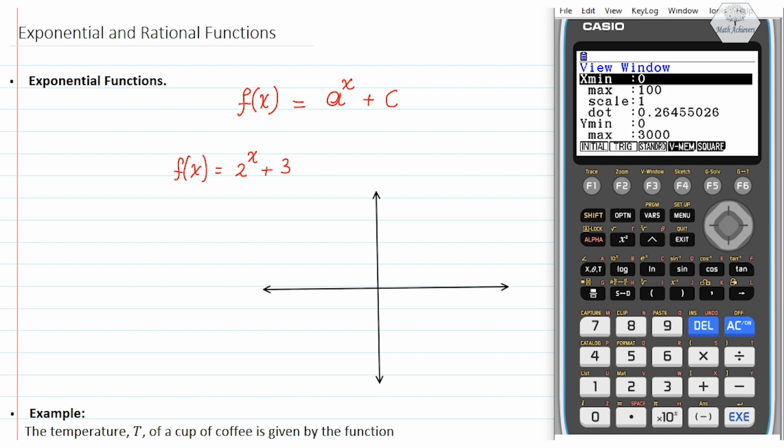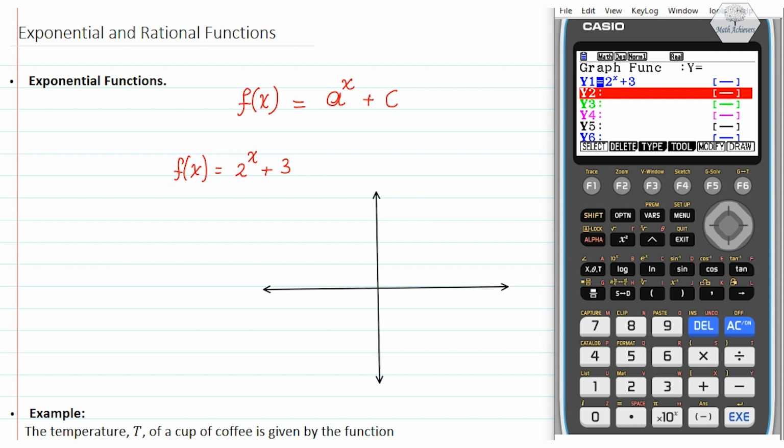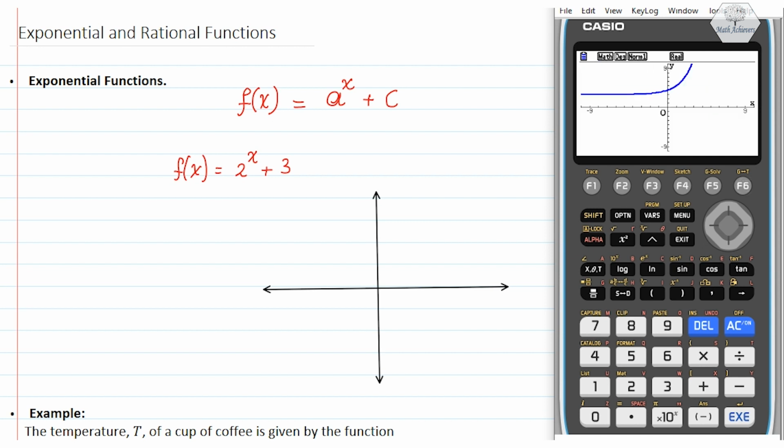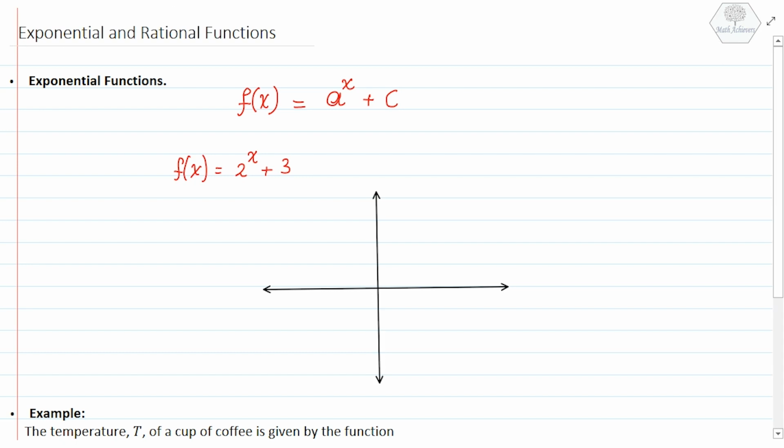Let me fix the V window. I want to have it as standard, from -10 to 10 and from -10 to 10. And then I draw. So the shape of this function is this way. This is 2 to the power of x plus 3. I have a horizontal asymptote here. This is a horizontal asymptote.